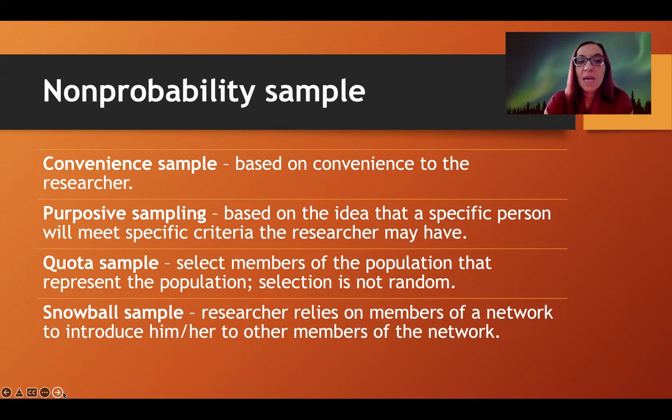Snowball sample is when a researcher relies on members of a network to introduce him or her to other members of the network. This is especially useful for studies about, for example, homeless people. You meet one person and then you want them to introduce you to others.